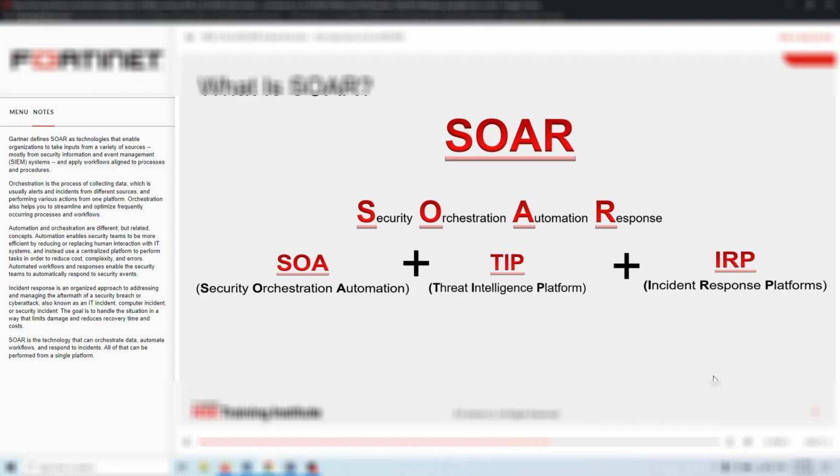Incident response is an organized approach to addressing and managing the aftermath of a security breach or cyber attack, also known as an IT incident, computer incident, or security incident. The goal is to handle the situation in a way that limits damage and reduces recovery time and costs. SOAR is the technology that can orchestrate data, automate workflows, and respond to incidents. All of that can be performed from a single platform.